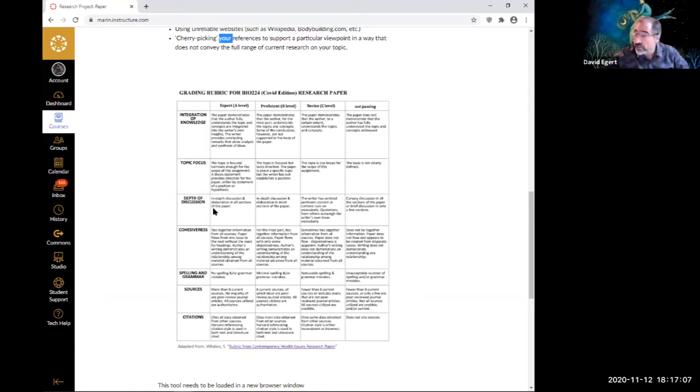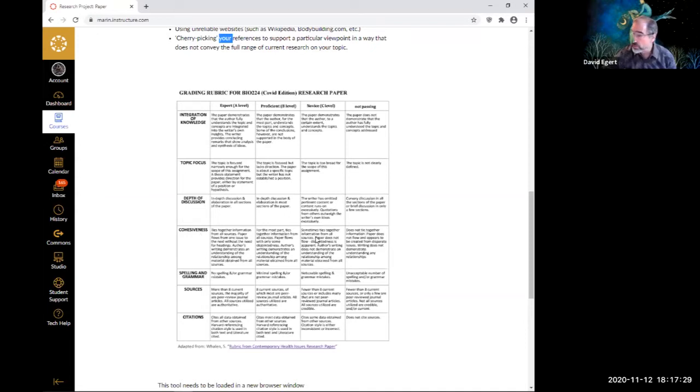Depth of discussion, it's what it sounds like. Cohesiveness, it's also kind of what it sounds like. Is it really scattered, or do you actually tell a cohesive story? Or is it just a bunch of random pieces that, if I didn't really know what you're doing, I'm not even quite sure why this piece fits into the rest of the pieces?